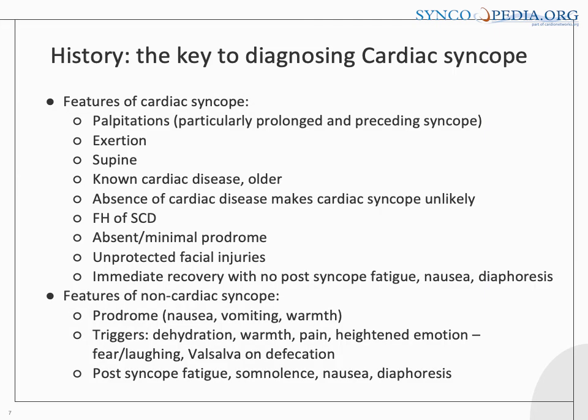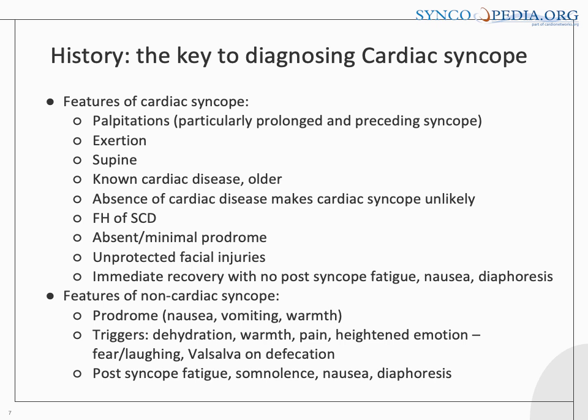So in trying to assess a patient with undifferentiated syncope, one useful heuristic would be to dichotomize the features of cardiac versus non-cardiac syncope. So what might you expect from a patient with cardiac syncope? Well, palpitations, particularly if they're prolonged and they precede the syncope, and they're in isolation. Exertion can reveal a structural abnormality like aortic stenosis. Syncope, while supine, can suggest cardiac syncope. Known cardiac disease greatly increases the chance of cardiac syncope, and conversely, the absence of cardiac disease makes it unlikely.